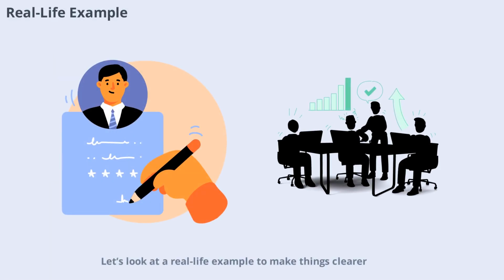Let's look at a real-life example to make things clearer. Suppose a coffee shop owner wants to predict daily sales based on the number of customers. By collecting data over several weeks and running a regression analysis, they can see if more customers really do lead to higher sales and by how much. This helps the owner make better staffing and inventory decisions, all thanks to simple regression analysis.